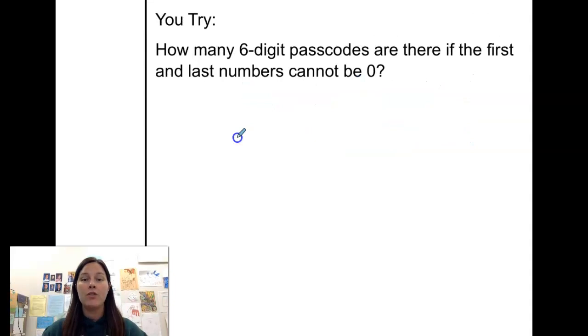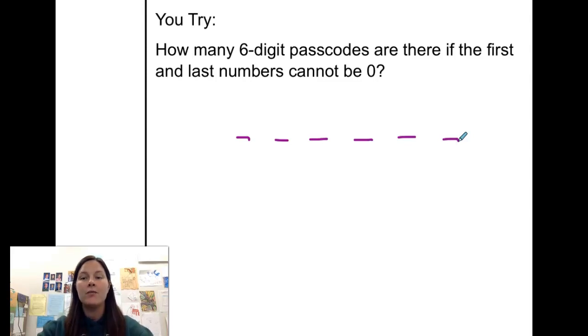All right, now I want you to try this one. I'm going to give you a little hint. It's a 6-digit passcode, so you should have 6 numbers that are being multiplied together. You have 6 options. How many choices do you have for the first digit, and then the second, and then the third, and so on? So give this one a try, and then we'll go over it together.